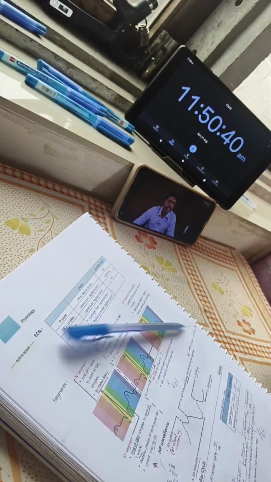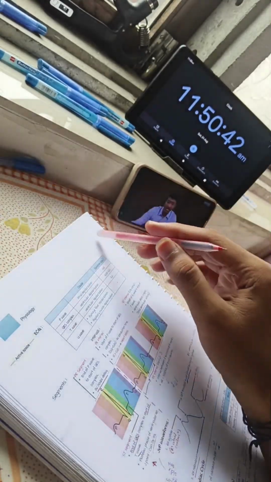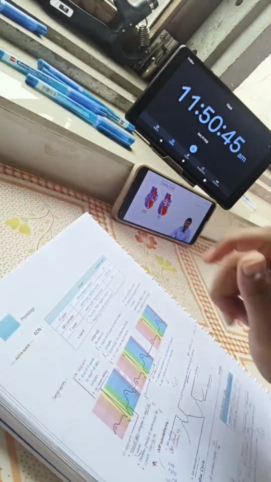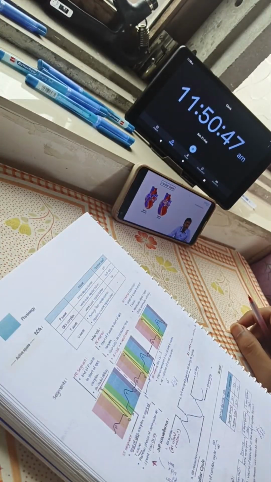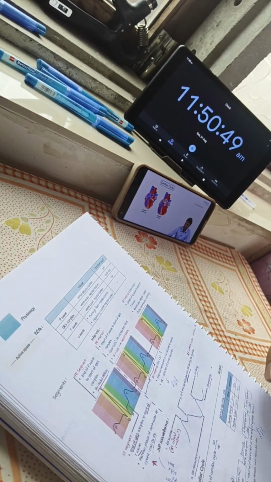Right guys, from ECG and JVP, where are we now moving on to? Let's look at the cardiac cycle for some time. What is that about? Cardiac cycle. Cardiac cycle talks about two important events. One is about the systole and diastole.